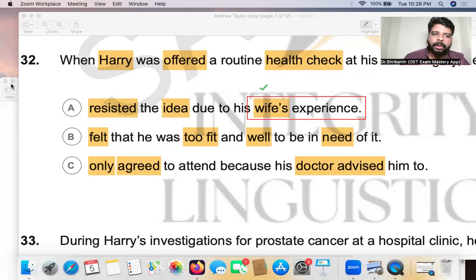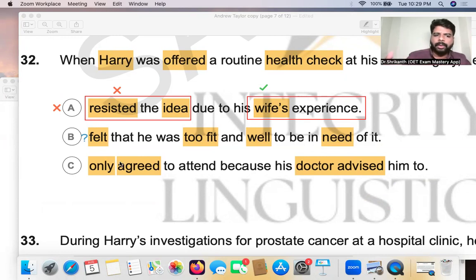But what is the verb over here? The verb over here is he resisted the idea. That is not mentioned. The exact opposite is mentioned. What he's saying is, the only reason why he agreed to go to this offer, to this health checkup was because of his wife's experience. So that is the exact opposite of answer option A. So you should be able to eliminate A option. Okay, this is how you eliminate answer option A. And you have a suspicion that maybe B could be the right answer.